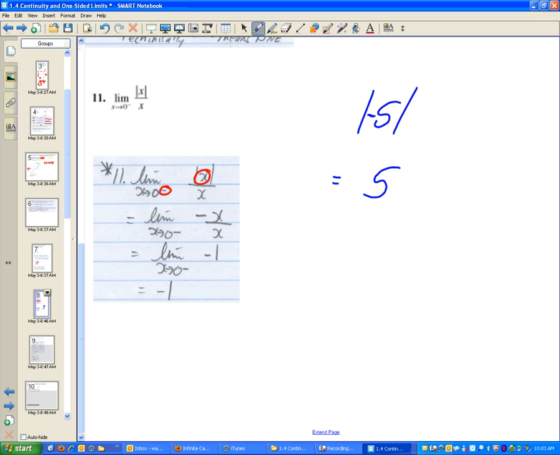Now here's the part people get confused on. To change the sign of a number, put a negative sign in front of it. If I have -5, how do I change its sign? Put a negative sign in front of it. So, if I need to change the sign of x, put a negative sign in front of it. And now, -x divided by x is -1, and I can find the limit of -1. The limit of a constant is the constant.